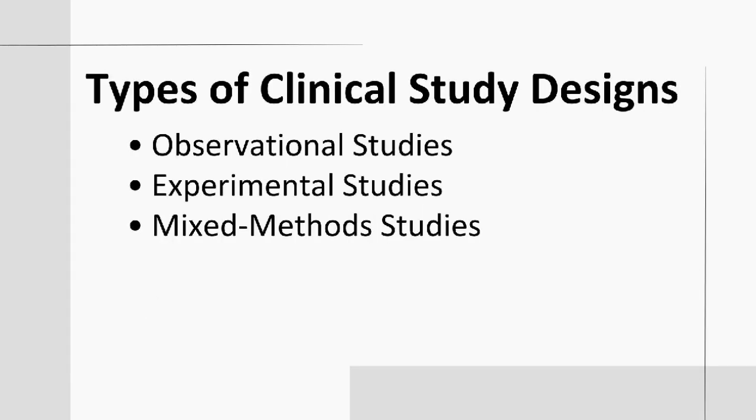Section 3. There are three broad categories of clinical study designs. Observational studies, researchers observe participants without intervening. These studies help identify associations between variables. Experimental studies, researchers actively intervene to test a hypothesis, such as in drug trials. Mixed method studies, a combination of observational and experimental approaches to provide a more comprehensive understanding. Selecting the right study design depends on the nature of the research question, ethical considerations, and available resources.